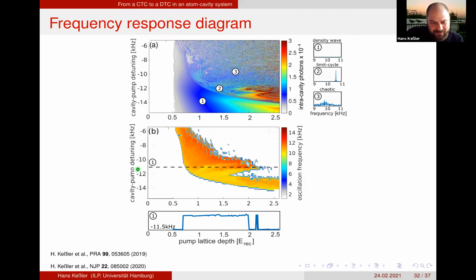If, for example, I fix my cavity pump detuning and increase the pump lattice steps, I see a flat plateau, so the system responds with a more or less fixed frequency until it enters some chaotic phase. I can do the same for fixed pump lattice steps and vary the cavity pump detuning, and there I expect to observe a plateau as well until we enter this chaotic phase.